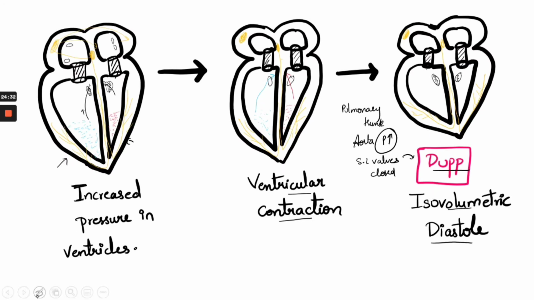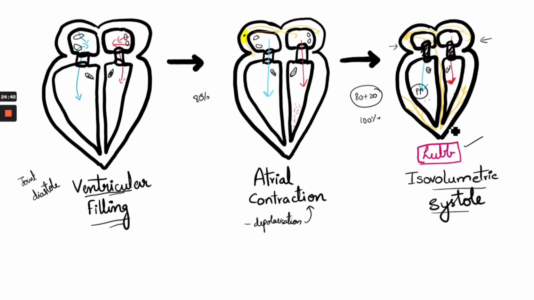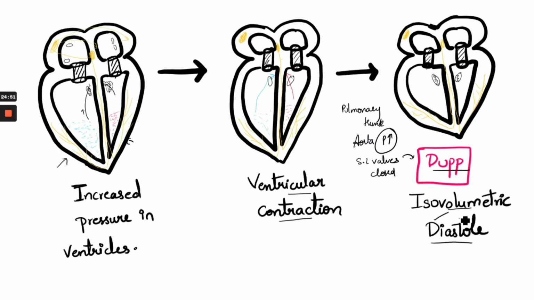So here the ventricles are at resting condition. We call it the diastolic condition. And here the ventricles are starting the contraction, so we are saying isovolumetric systole. So starting of systole is isovolumetric systole, and here starting of diastole, we call it isovolumetric diastole. So this is about the complete cardiac cycle.